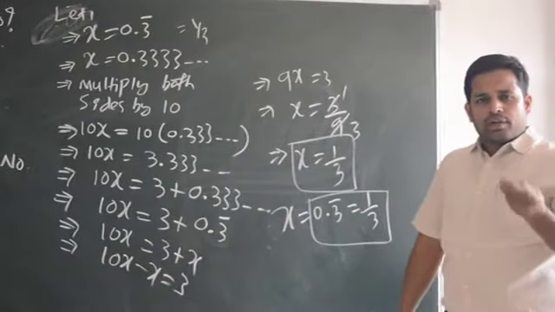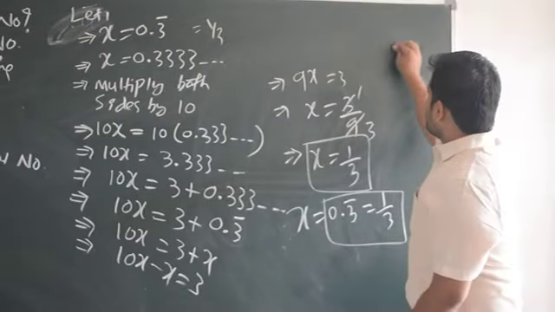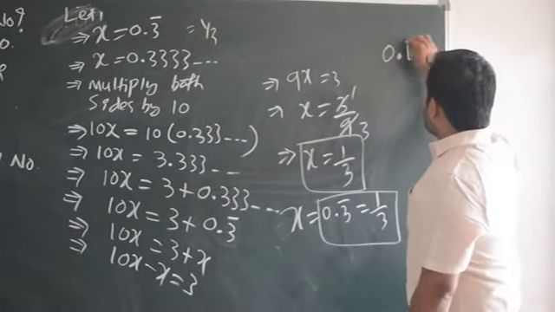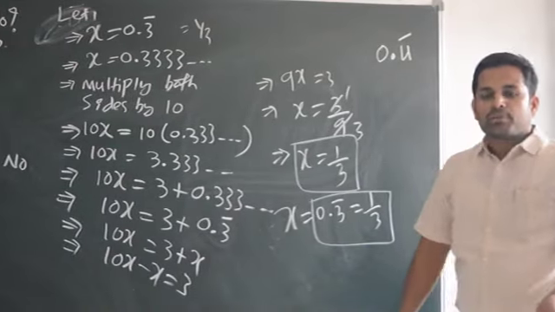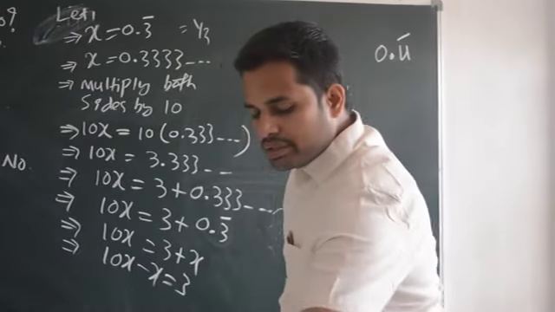Easy, no? Are you getting my point? Similarly, you represent 0.4 bar in the form of p by q. This is homework for you. You should be able to solve these questions. Yes or no?